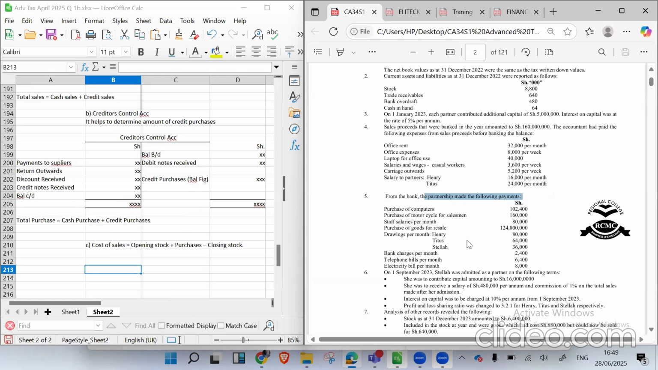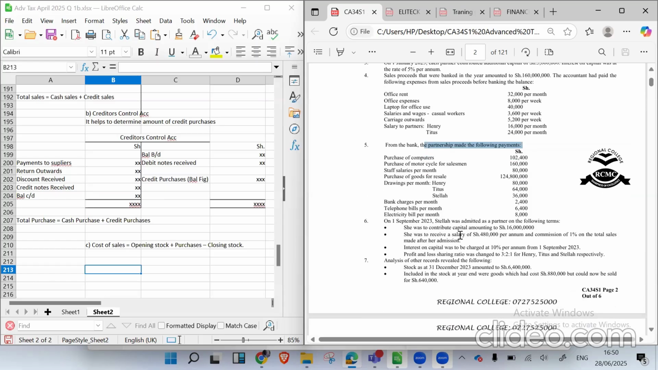Drawings per month, cash drawings from the bank. Henry, Titus, and Stella will withdraw some goods. We have the bank charges. Bank charges are expenses. Telephone bills per month, those are expenses. Electricity bills, those are expenses. On 1st September 2020. So will you multiply by 12? Yes. It's easy for per month. If we need it for the whole year, we shall multiply by 12.